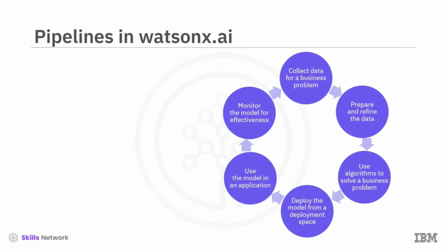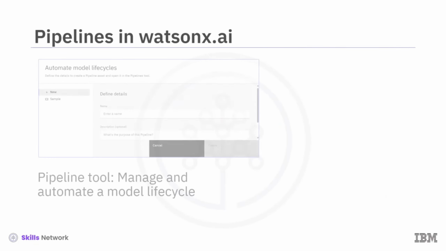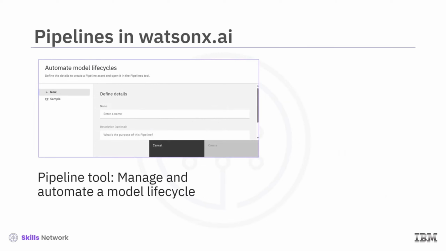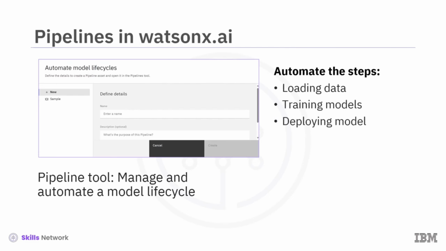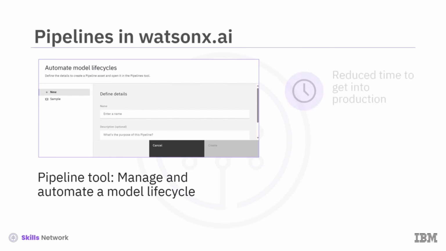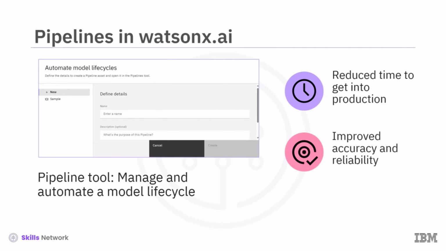Putting a model into a product is a multi-step process. For managing and automating a model lifecycle, WatsonX.ai provides the pipeline tool. The pipeline tool can be used to automate the steps involved in loading data, training models, deploying models, and evaluating models. This can reduce the time to get a model into production and improve the accuracy and reliability of models.